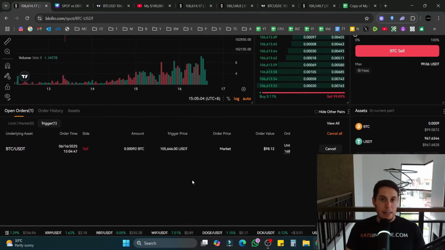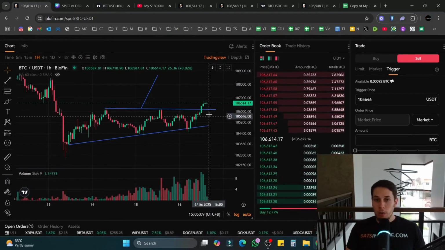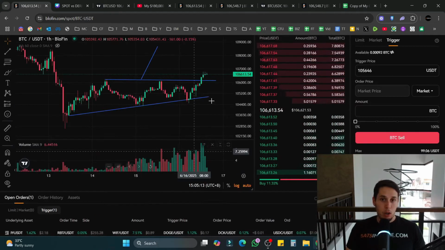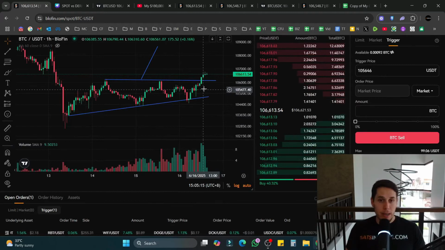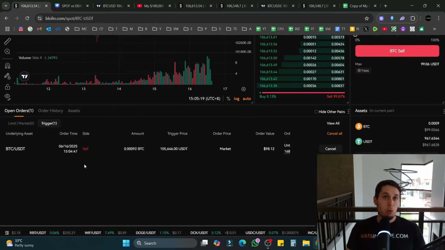This is my stop loss. This is basically my insurance that I'm not really gonna lose all of my money if Bitcoin just goes down to zero, right? If Bitcoin goes down right here and goes back into this triangle, my setup gets invalidated and I will be out of this trade automatically, right?